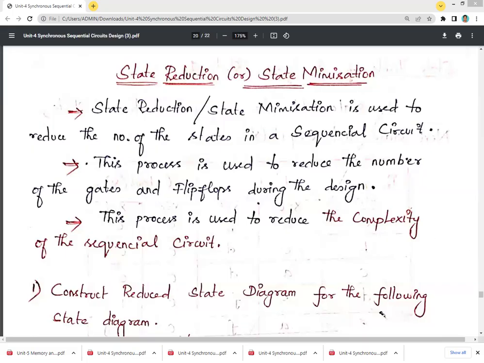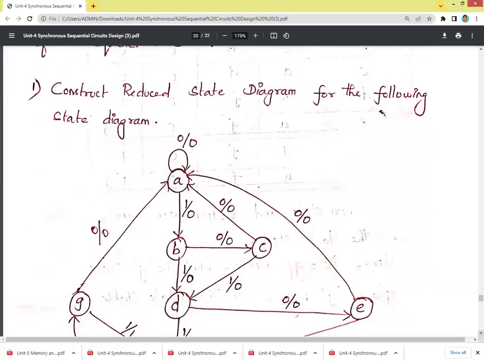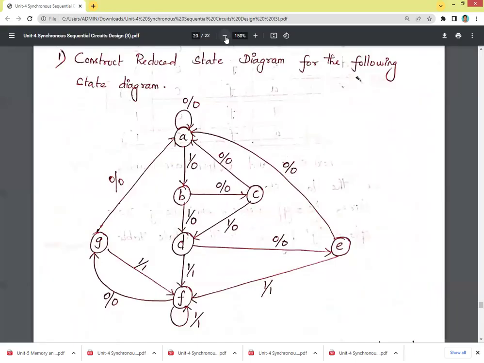Now we'll see the state reduction concept with one example. This is your given problem statement: construct the state table for the following state diagram. This is a state diagram of the Mealy model, because we already know that in the Mealy model, your next state and output are based on your present state as well as the present input. If A is the present state, the next state will again be A when the present input is 0. Similarly, if A is the present state and B is the next state, the present input will be 1, with output 0.